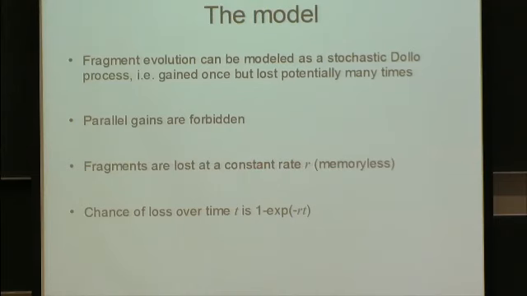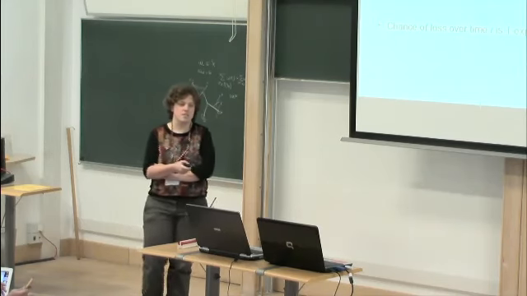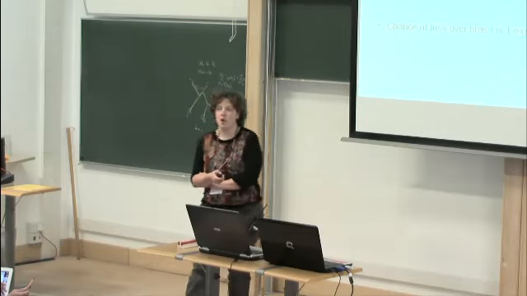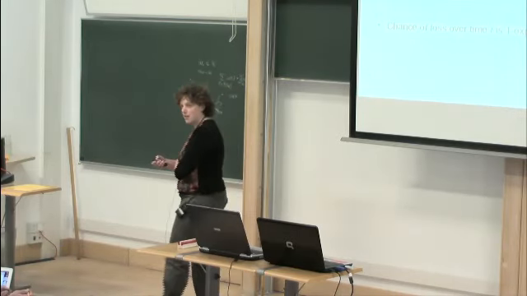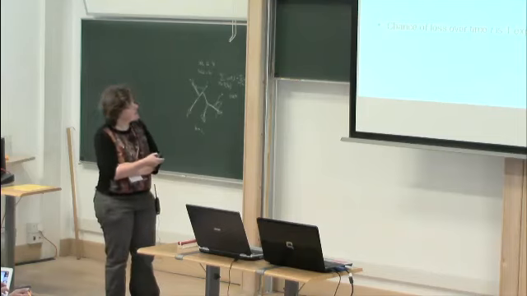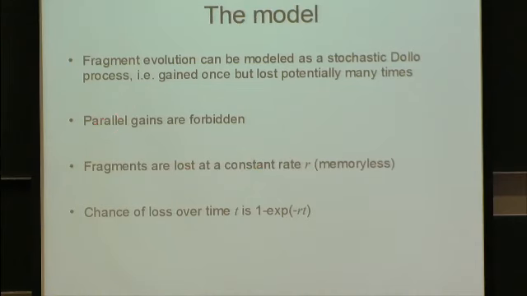So what should our mathematical model of this sort of data be like? Basically it's a stochastic Dollo process. Dollo meaning you can have a single gain and multiple losses. Stochastic meaning that if you have a long edge in your tree, you're going to be more likely to lose a fragment down it than if you only have a short edge. So this Dollo bit means basically that parallel gains are forbidden.